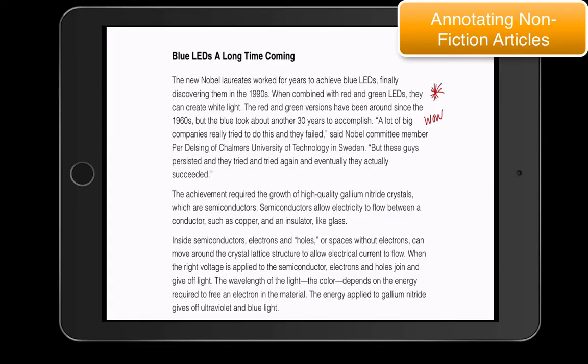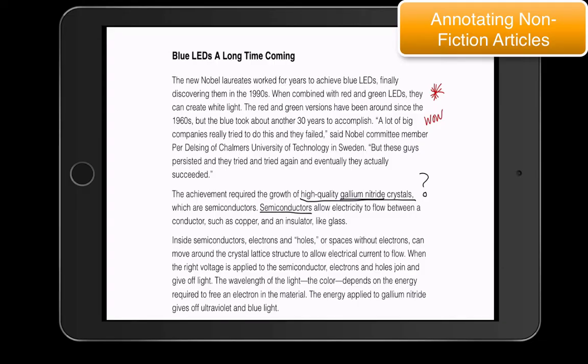Okay. The achievement required the growth of high-quality gallium nitride crystals. Well, that's a bunch of stuff I don't quite understand. So I'm just going to go ahead and underline that because I don't know what that is. There's terminology there. Like high quality I get, but gallium nitride, especially that, I'm a little fuzzy on. Which are semiconductors. Oh man. Well, in 6th and 7th grade, we might not know what a semiconductor is, so I should probably underline that word as well.